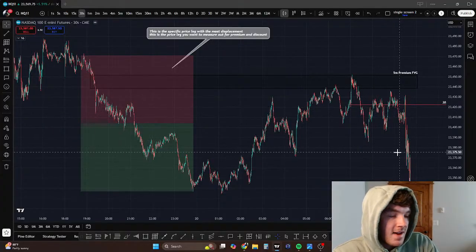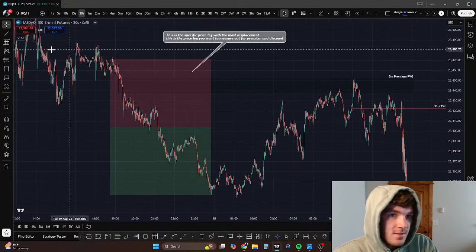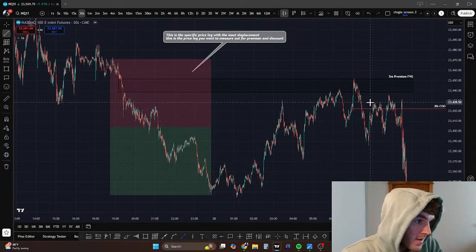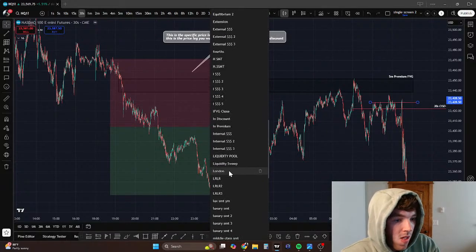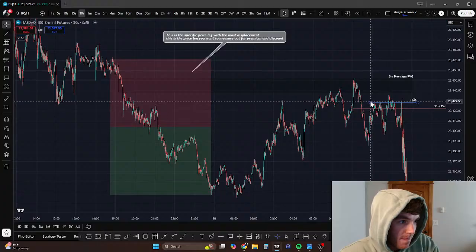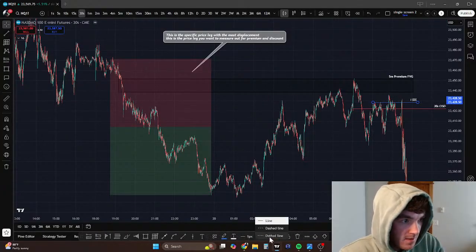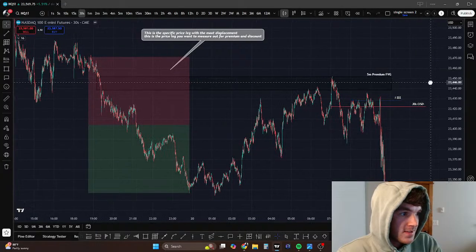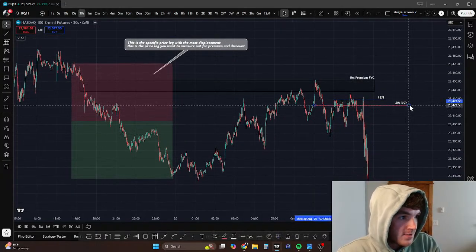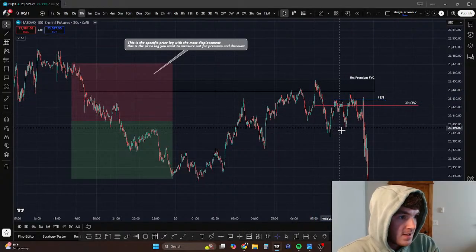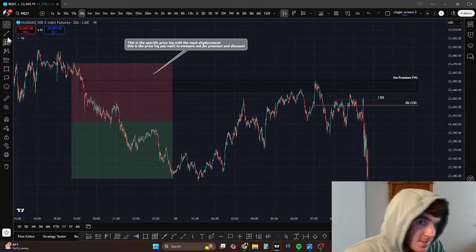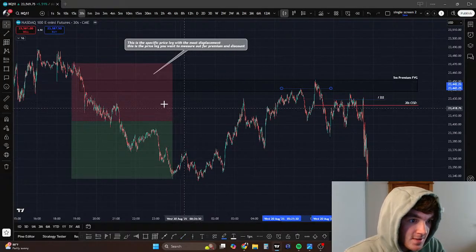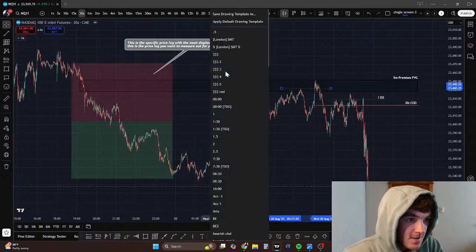you could enter this inducement of that high, but I would like to wait for this inducement. So I would probably take this as an inducement of this high. I would take this as a flow state inducement where I enter short above these equal highs. Once again, this is the accumulation range. This is the manipulation.